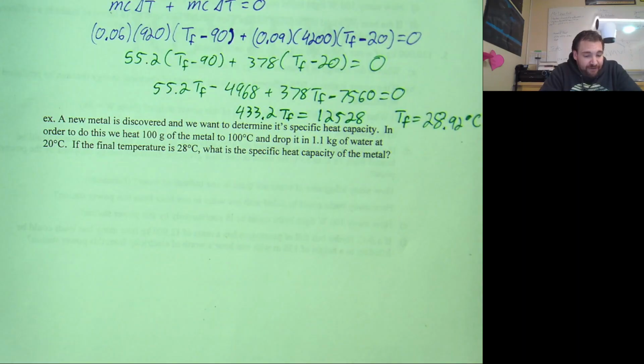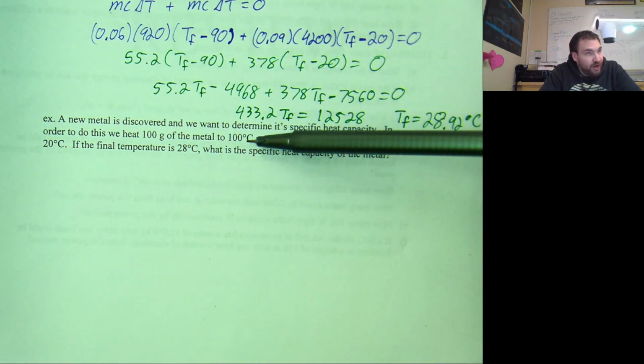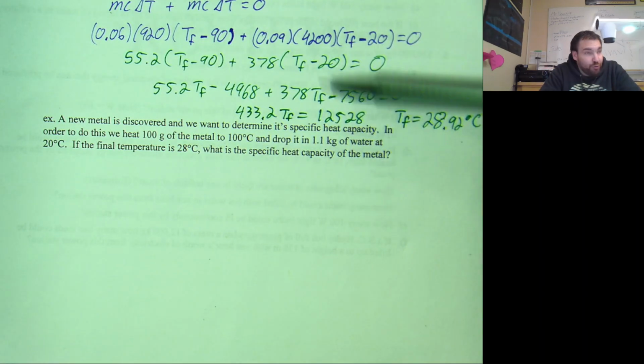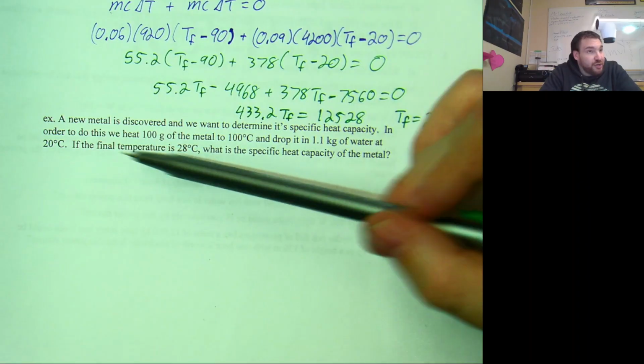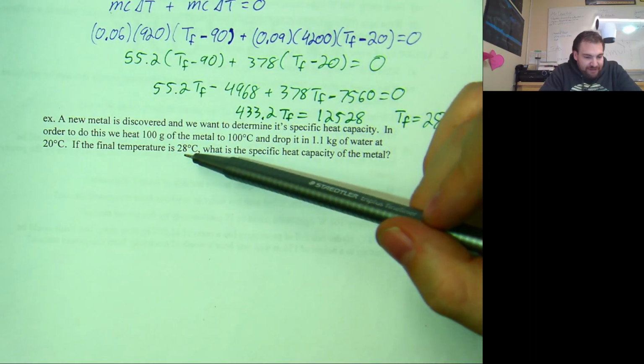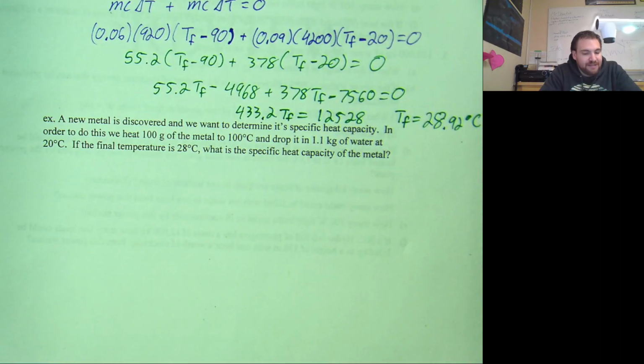A new metal is discovered. We want to determine its specific heat capacity. In order to do this, we're going to heat 100 grams of the metal to 100 degrees Celsius and then drop it in 1.1 kilograms of water at 20 degrees Celsius and measure the final temperature. We measure the final temperature to be 28 degrees Celsius. What is the specific heat capacity of that metal?